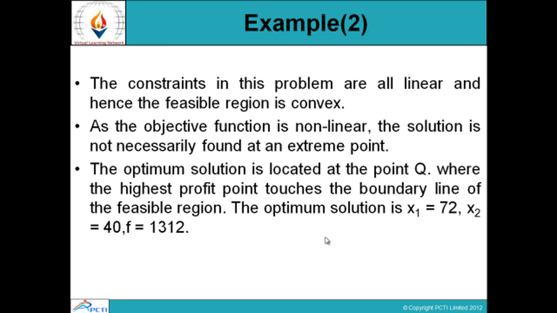The constraints in this problem are all linear and hence the feasible region is convex. As the objective function is non-linear, the solution is not necessarily found at an extreme point. The optimum solution is located at the point Q, where the highest profit line touches the boundary of the feasible region. The optimum solution is x1 = 72, x2 = 40 and f = 1312.